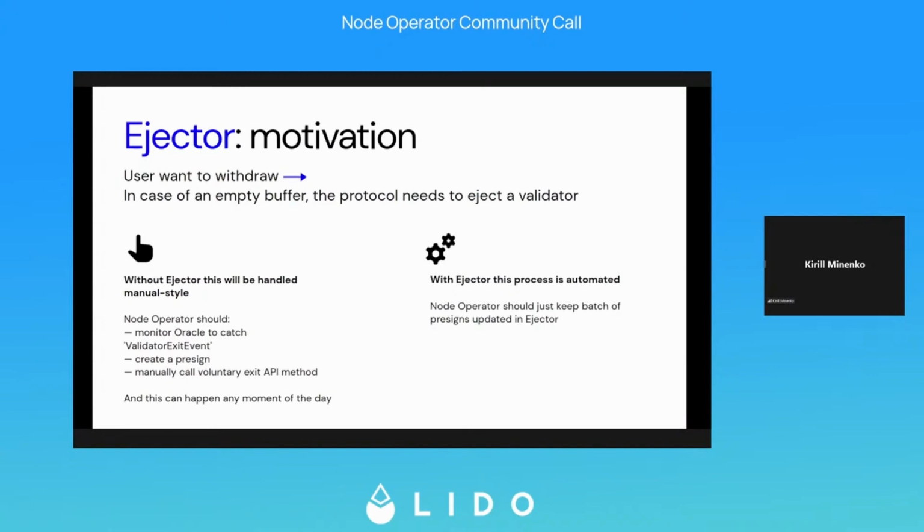However, this event can be triggered anytime, 24 hours a day, seven days a week. And the Ejector is here to make the node operator's life easier. The node operator just loads a small batch of pre-signed exit messages into the Ejector, and that's it. If a user wants to withdraw and the protocol buffer is empty, the protocol will emit an event and it will be handled by the Ejector. Super simple.